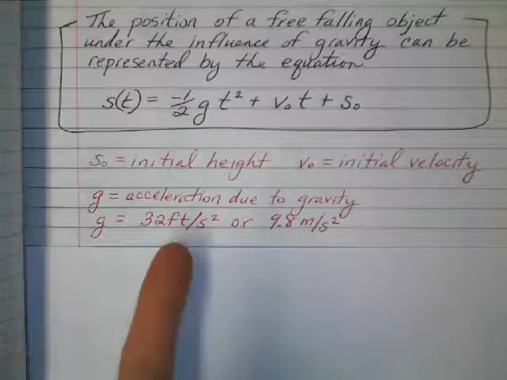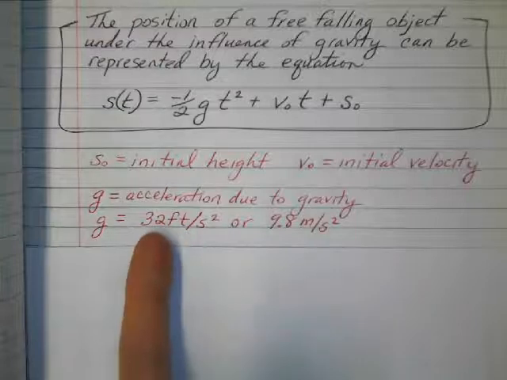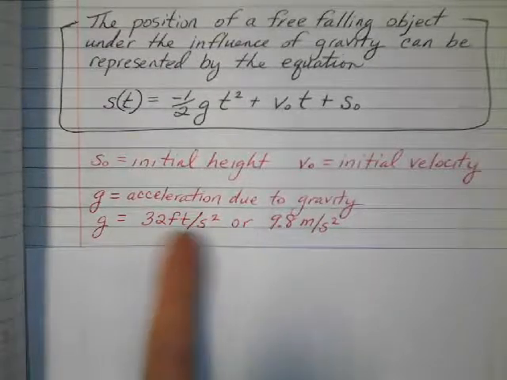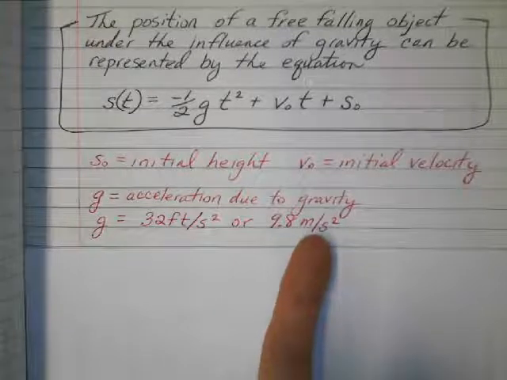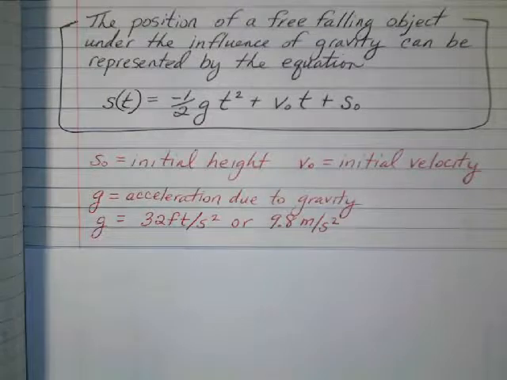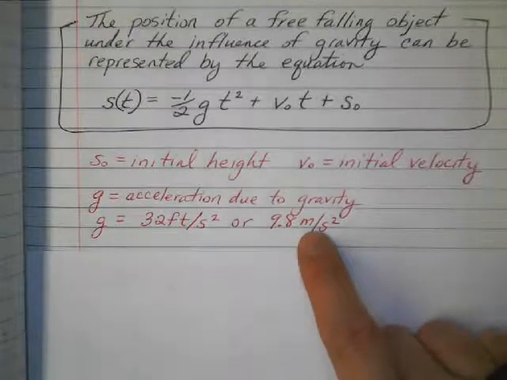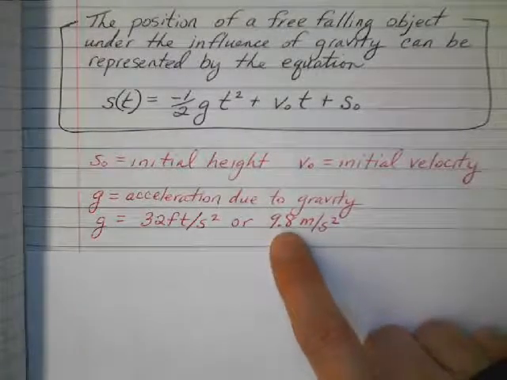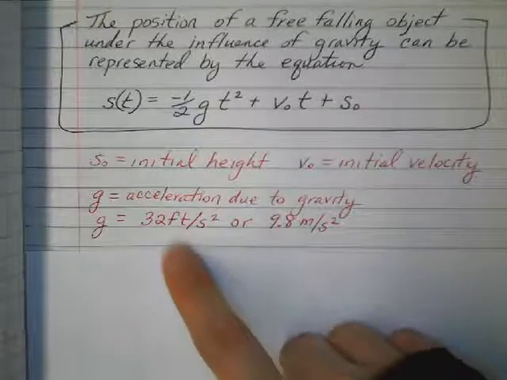And sometimes we're working on story problems that talk about feet and seconds, so you'd use 32 for the gravity, like 32 feet per second squared. Or if you're working with meters, then you use 9.8 meters per second squared. It just depends on the story problem. So you're going to see some story problems today, and if the problem starts talking about meters, then for the gravity number you use 9.8. If they start talking about feet, then you use 32.